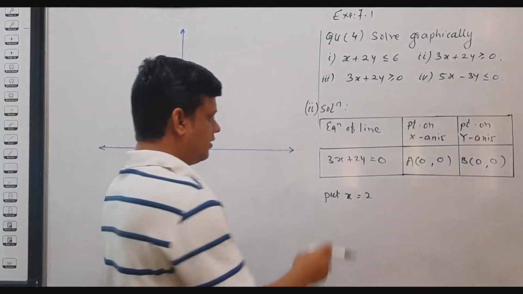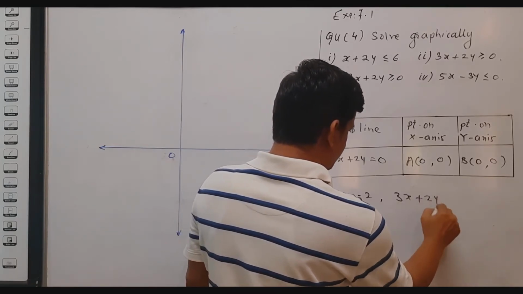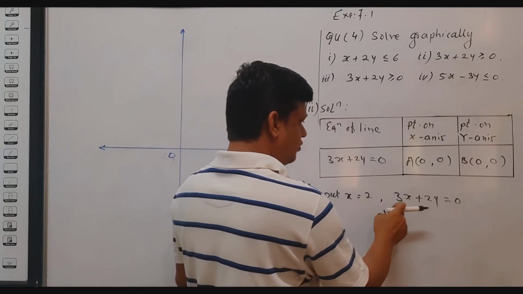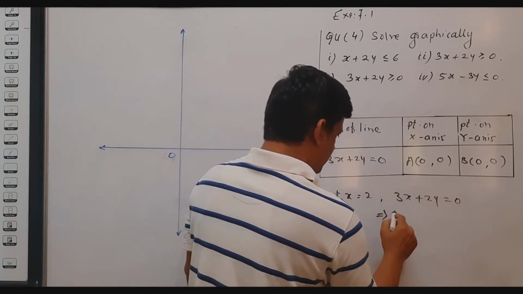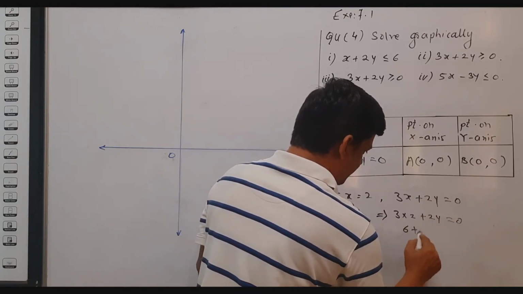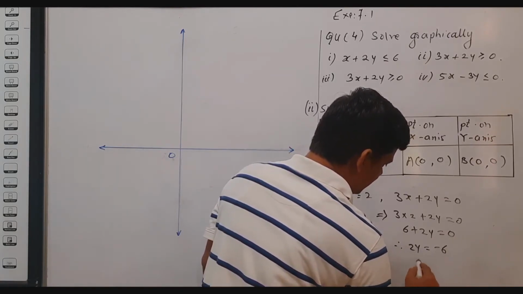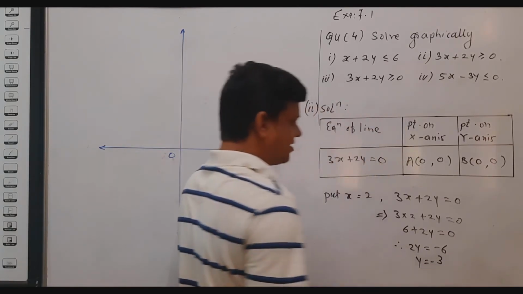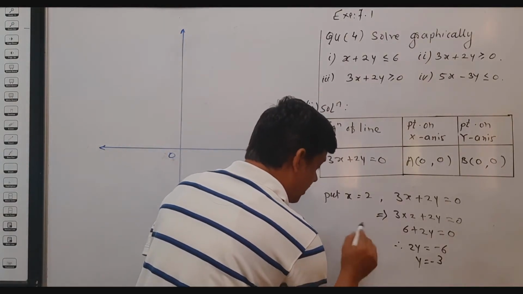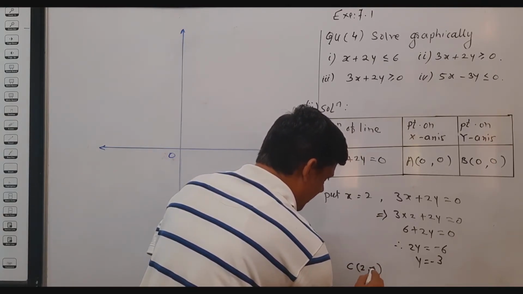So we put x equals 2 in the equation 3x plus 2y equals 0. So we get 3 into 2 plus 2y is equal to 0. That means 6 plus 2y is equal to 0. Therefore 2y is equal to minus 6. That means y is equal to minus 3. So we get one more point. We call that point C. So the coordinates of point C are (2, minus 3).